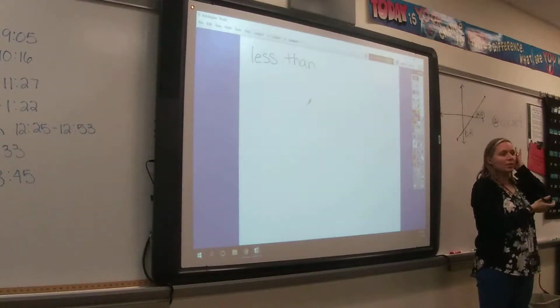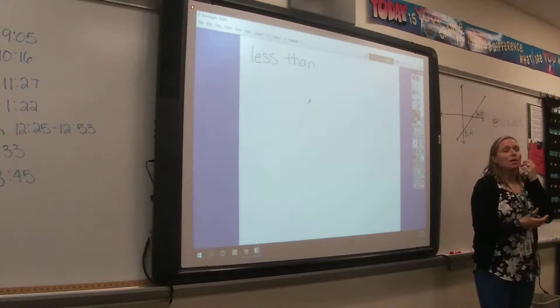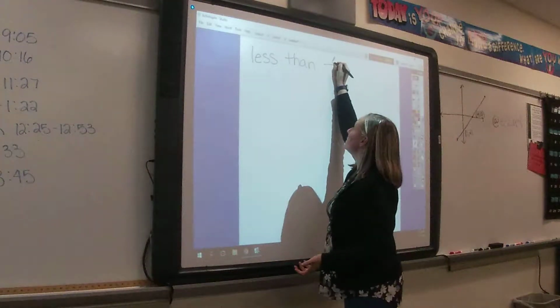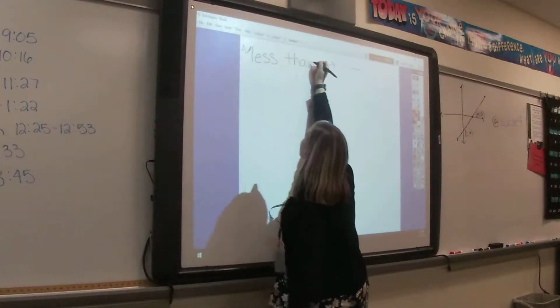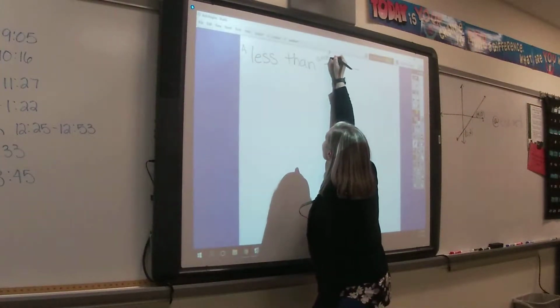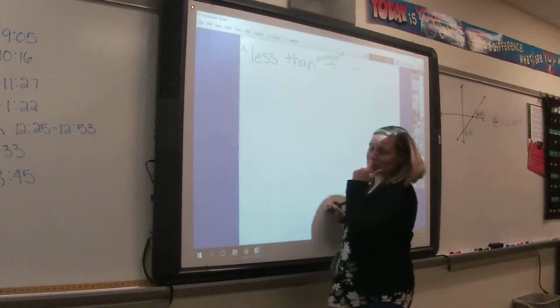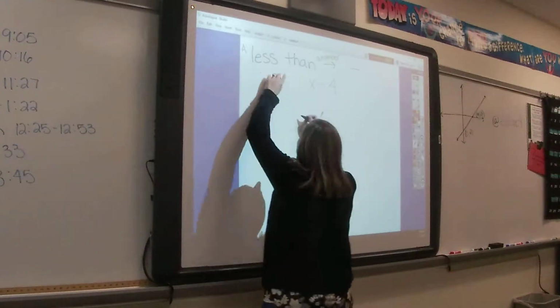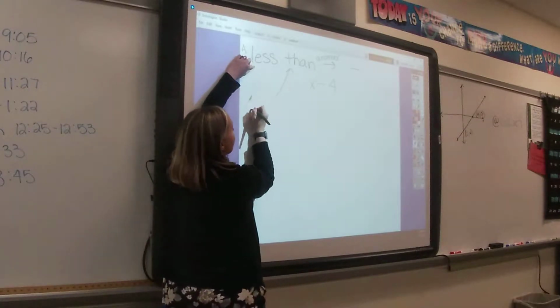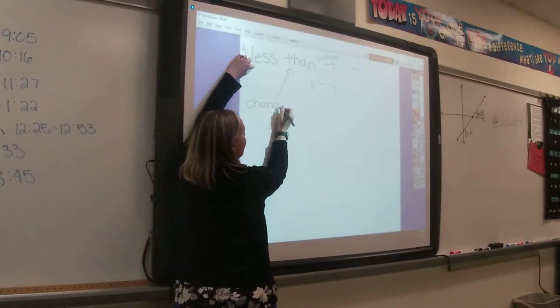So if more than is addition, what is less than? Subtraction, which overall seems to be fine, but if I say 4 less than a number, what would I need to write? X minus 4. A number minus 4, because the word than really tells us to change the order.